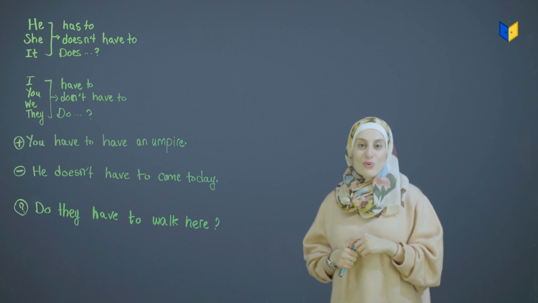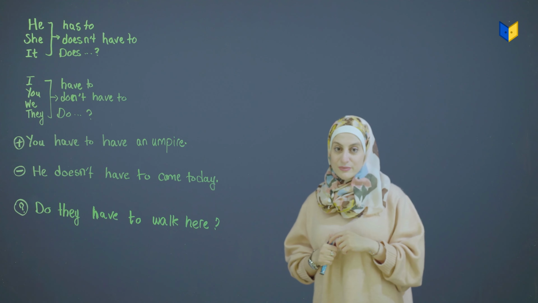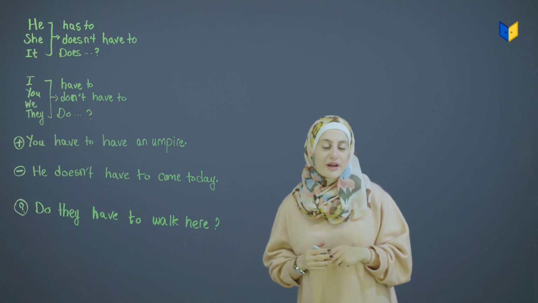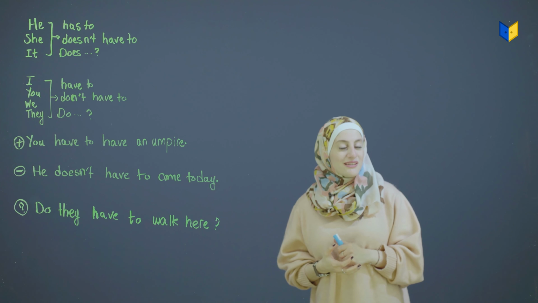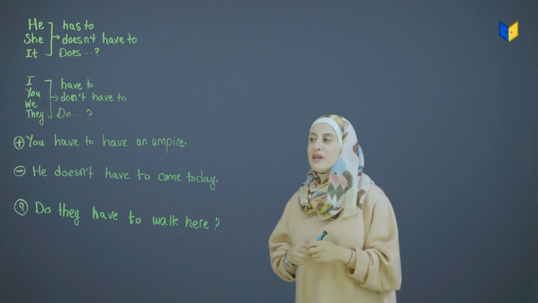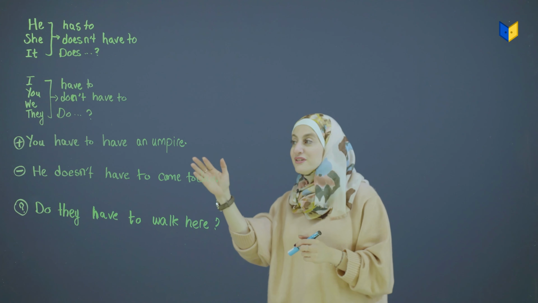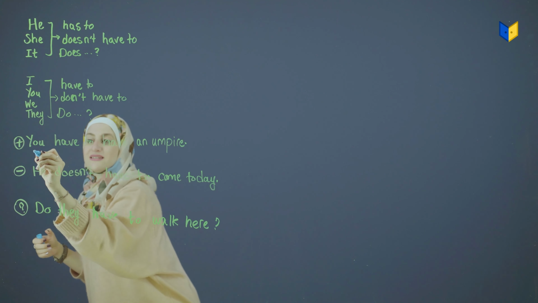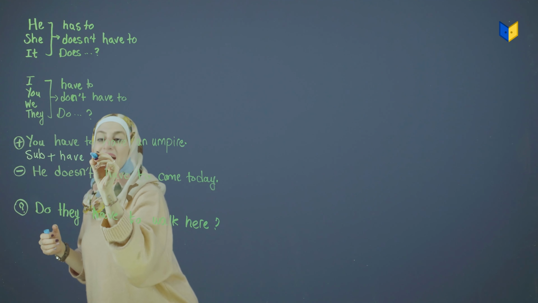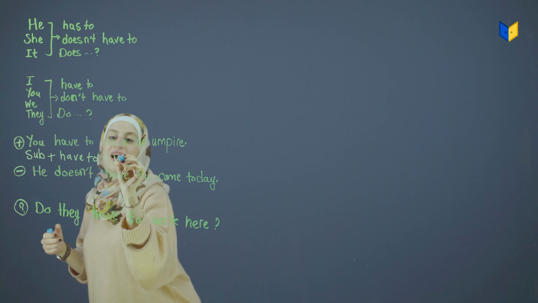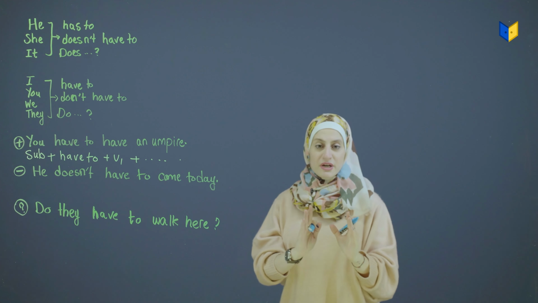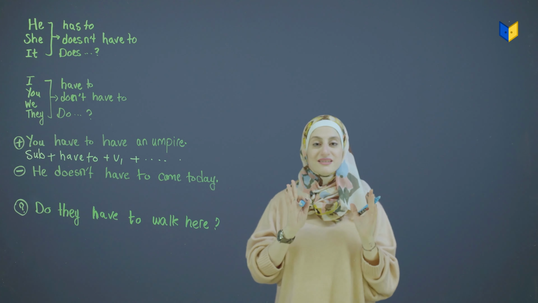Now, we're going to go over the first one, which is the positive, affirmative statement. You have to have an umpire. Umpire is someone similar to a referee, but in tennis game. Do you remember? We talked about it. حكم المباراة. But first, let's discuss the parts of the sentence. You is a subject here. And then we add have to as it is. And then we have the verb one. And then the rest of the sentence and a full stop. It's very easy. This is the formation of the sentence.